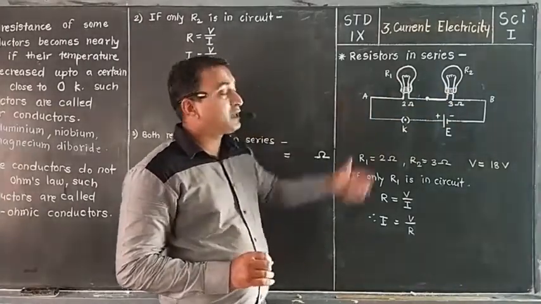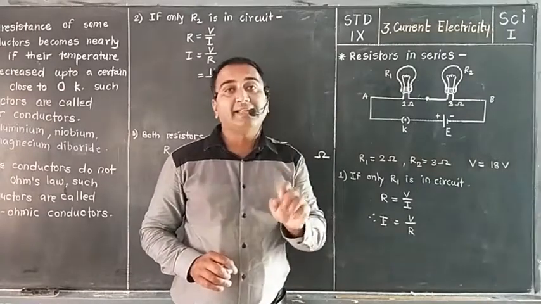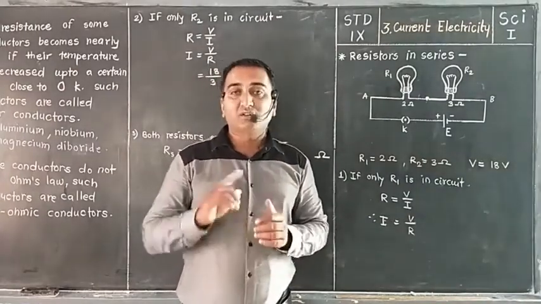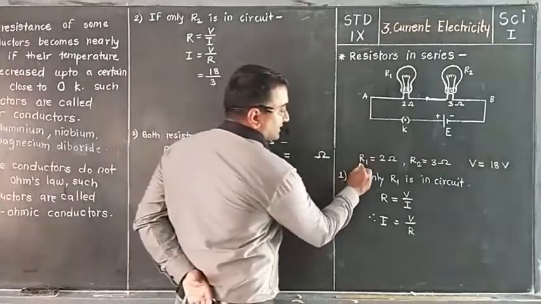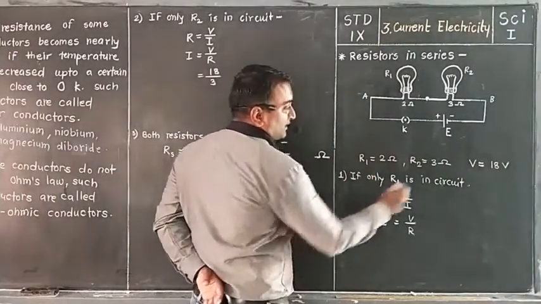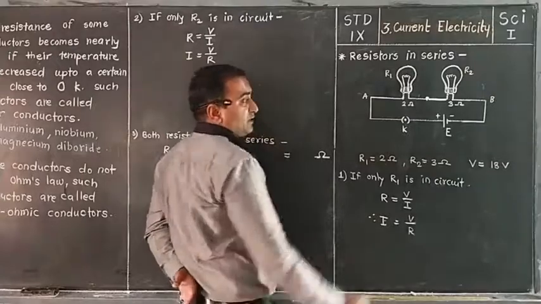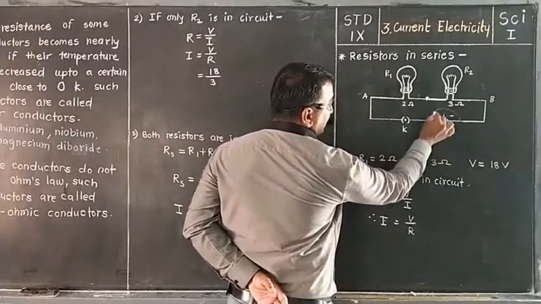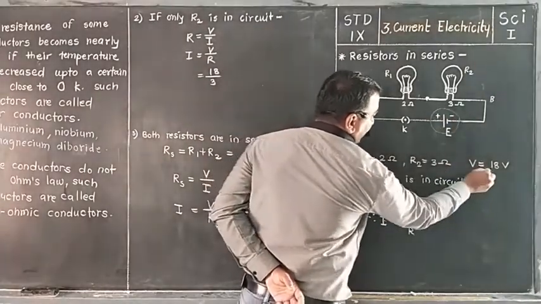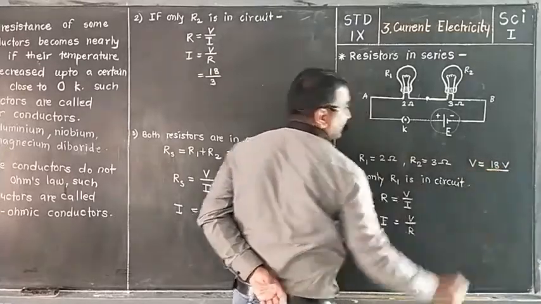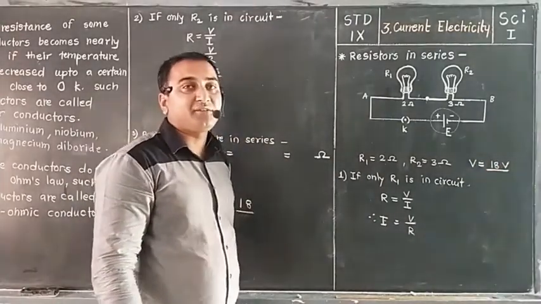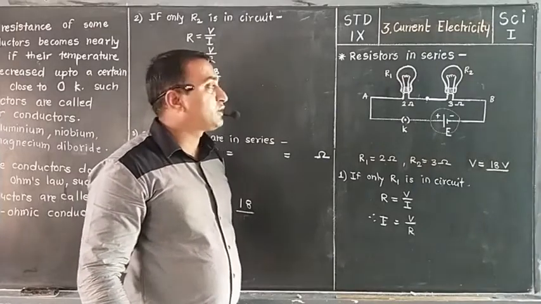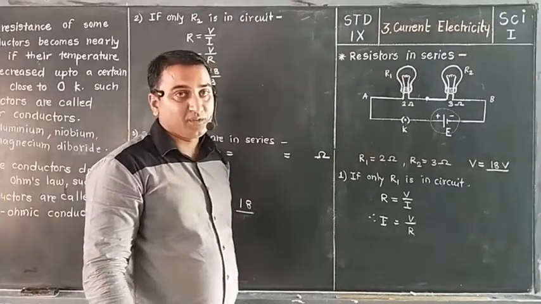Now, which bulb will give more light, that we are going to discuss. More the current, more the light. Suppose the first resistor is of 2 ohm, the second is of 3 ohm, and the potential difference of the cell we have connected is 18 volt. That means the potential difference across these two resistors is 18 volt.